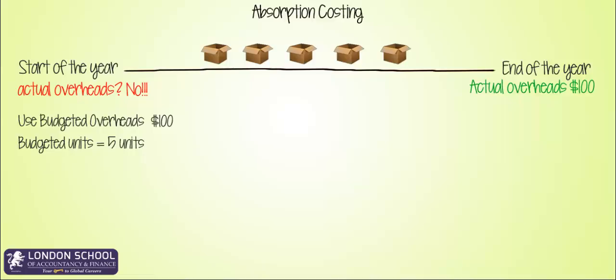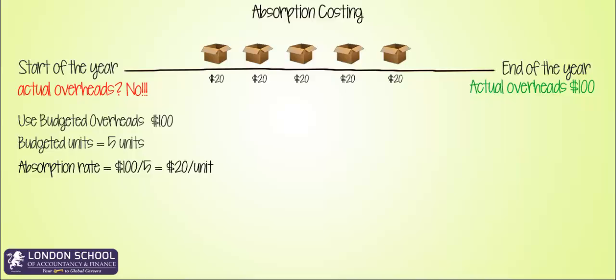So we can calculate our absorption rate based on these two budgeted figures. Absorption rate is budgeted fixed overheads over budgeted units, or budgeted activity level. So it's $100 over 5, that equals $20 per unit. Now what does that mean? That means every unit that I'm going to produce during the year is going to get $20. I produce 5 units, and to each unit I give $20.